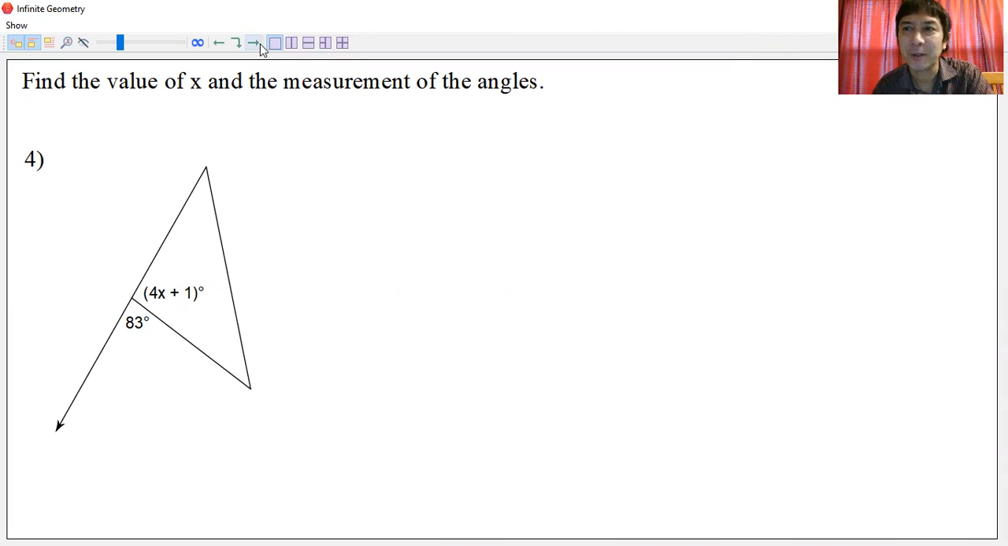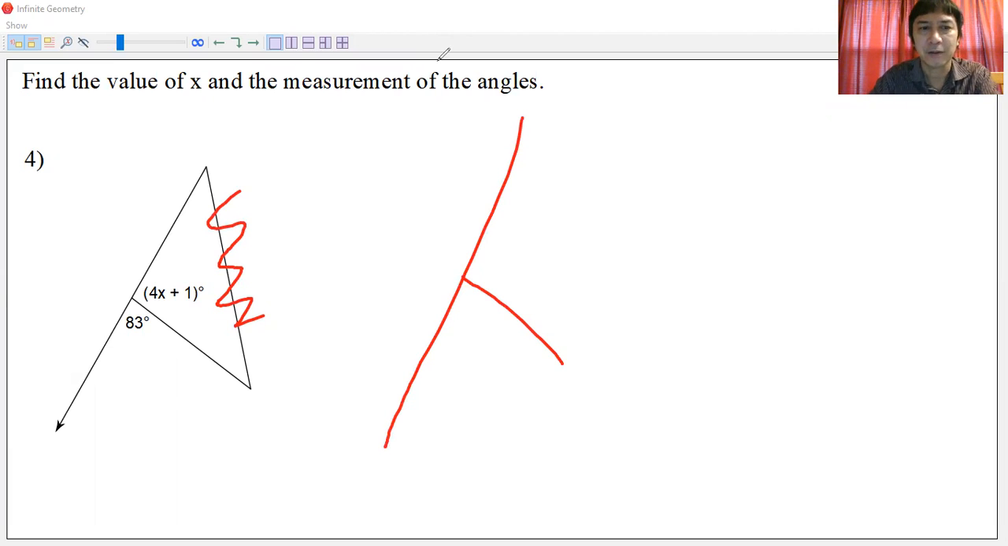Here's number 4. You can look at the diagram, and some added lines are there, and be able to figure out what type of relationship you have for the angles. Find the value of x and the measurement of the angles. What is the part confusing there? It's this additional line here. If you only have like that, you can easily figure out this plus this is 180. But there's an extra line there that confuses the reader.